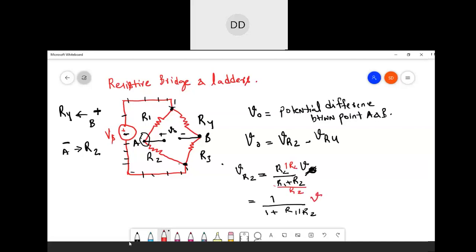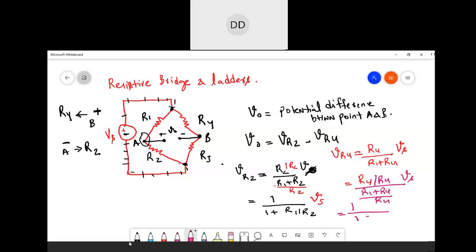On similar grounds, VR4 would be R4 divided by R1 plus R4 into Vs. Now I divide by R4, numerator and denominator, so the numerator will result into 1. No problem, this is my Vs. So this will be 1 by 1 plus R1 by R4 into Vs.